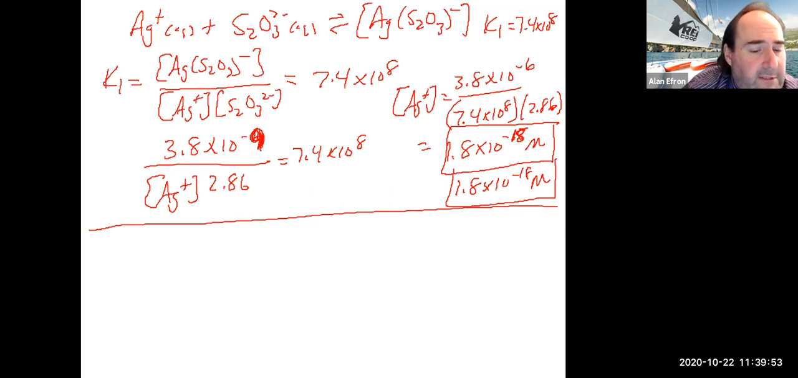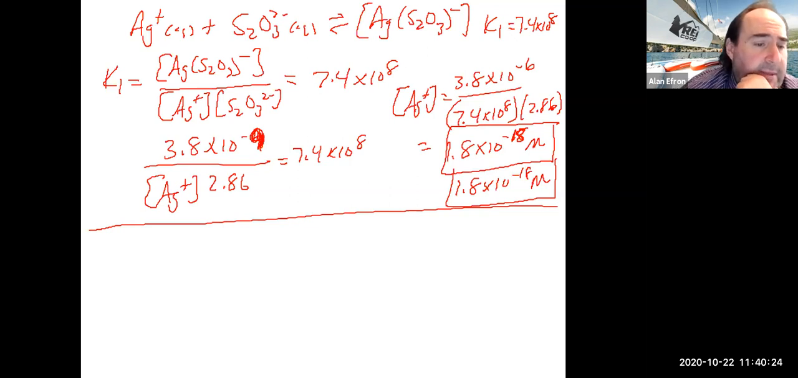So what that allows us to do, as we did in our first ICE tables, is to make the assumption that the change part is really going to be the metal. So we essentially use all of the metal up and basically zero it out. And that allows us to figure out the equilibrium concentration of our complex ion. We could also figure out the equilibrium concentration of our ligand.